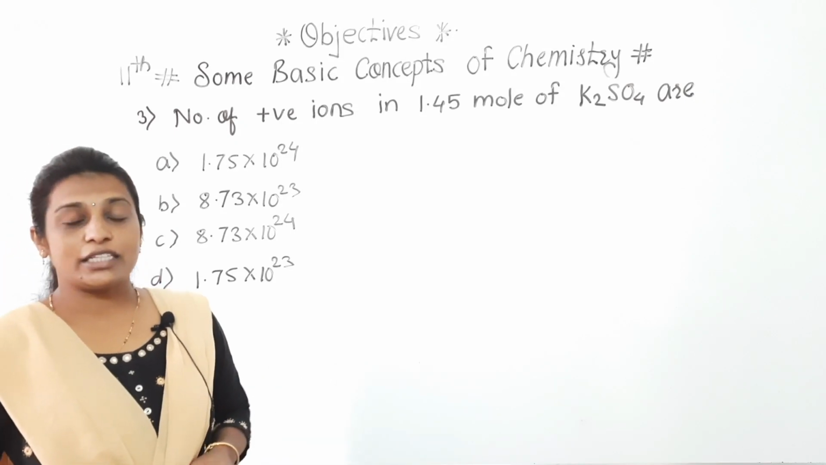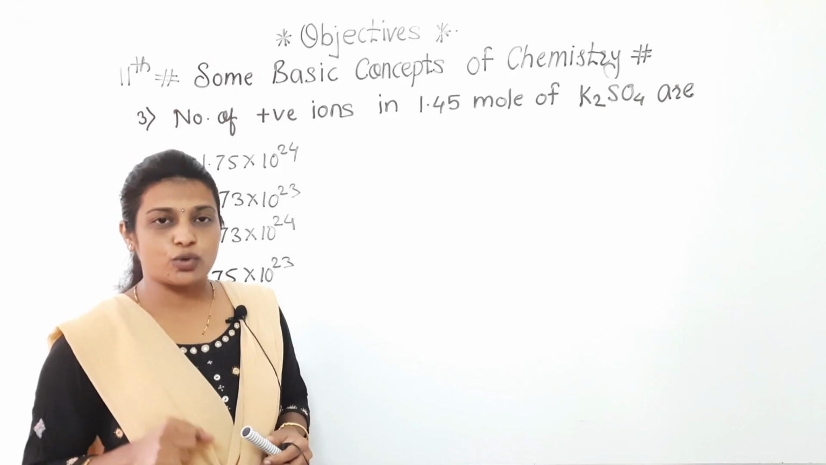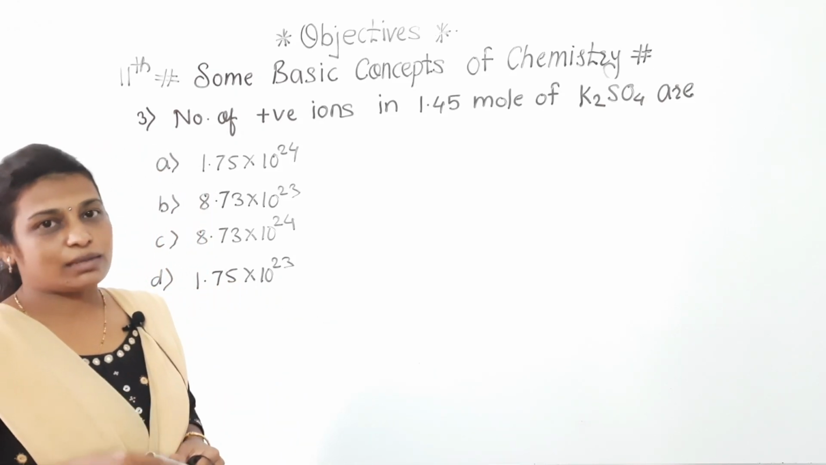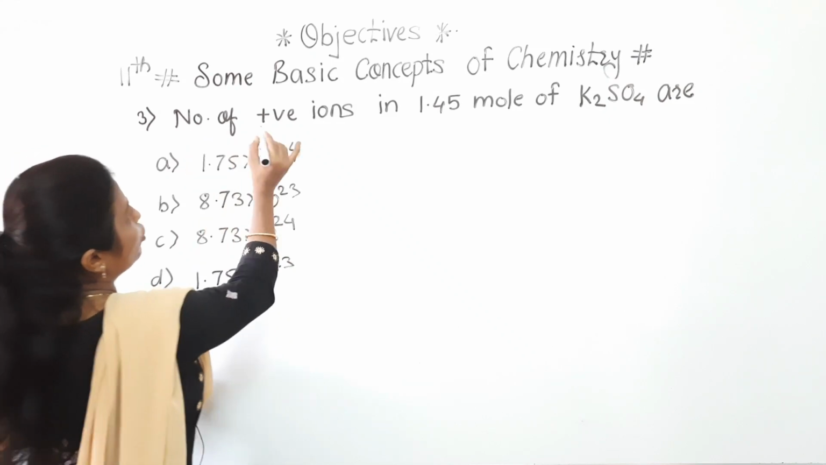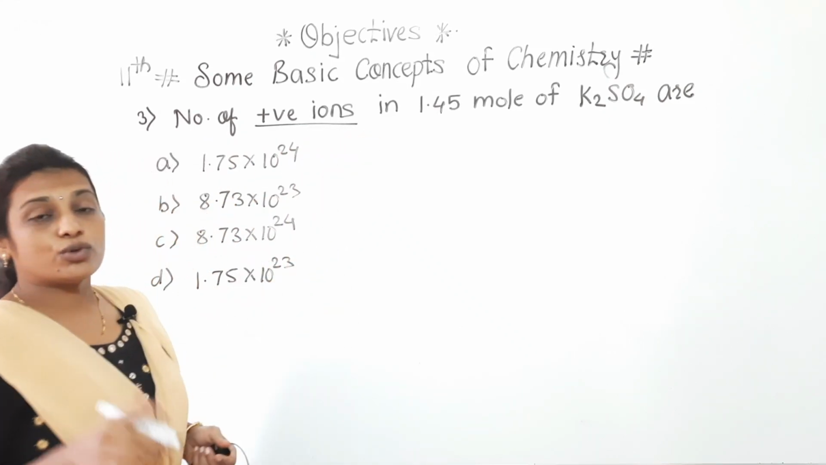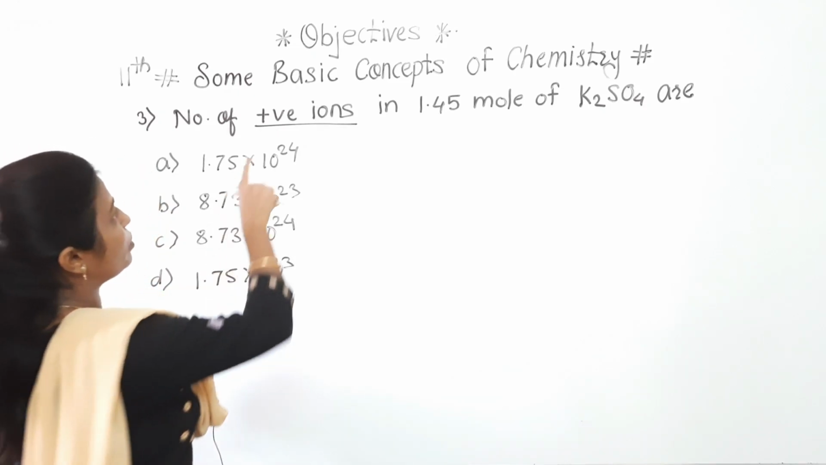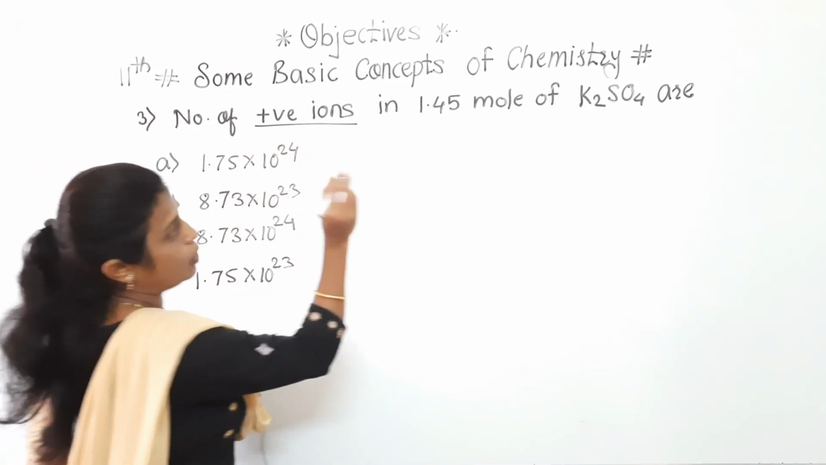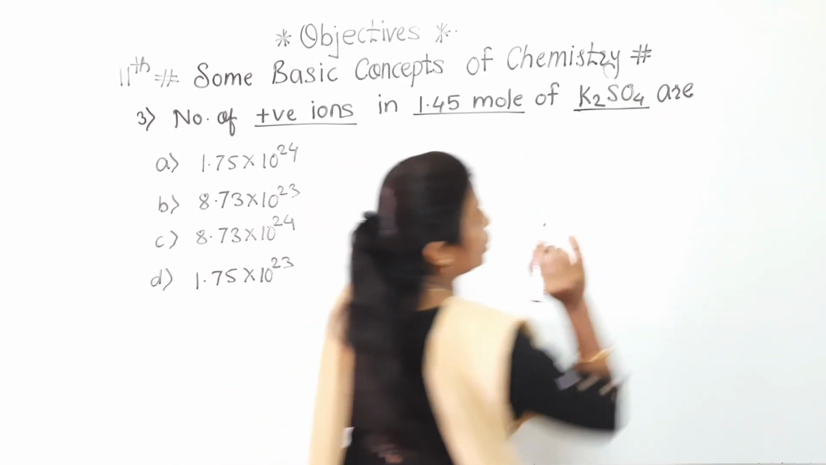As we have started the objective on some basic concepts of chemistry, previously we have seen only two objectives. Today also we are going to see some objectives. So which one is that? Today's first question is about the number of positive ions. Two problems we have completed based on the number of atoms. This problem is based on the number of positive ions in 1.45 moles of K2SO4.